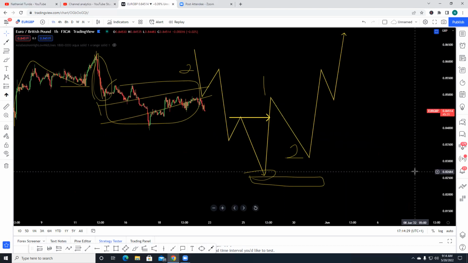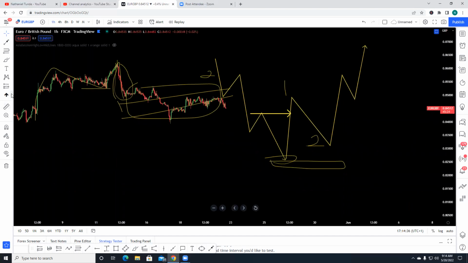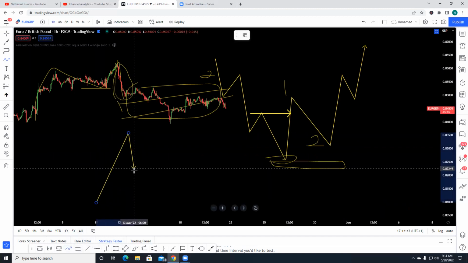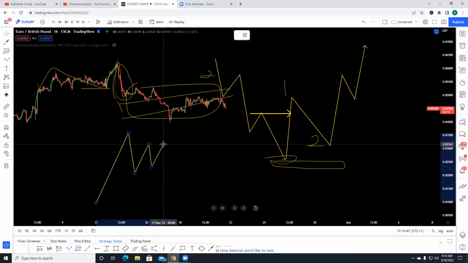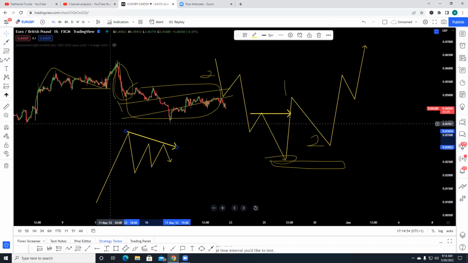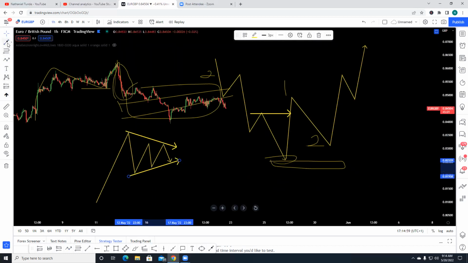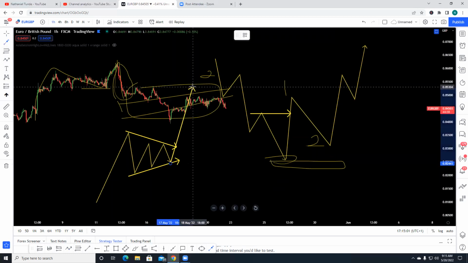The answer is that this wave 2 can form different corrective patterns. It can form a triangle. A triangle is something like this. We are still going to deal with it after an impulse. You have a triangle like this, 1, 2, 3, 4, 5. This is a triangle, guys. If you draw it this way, you can see, and then you have the boom to the upside.